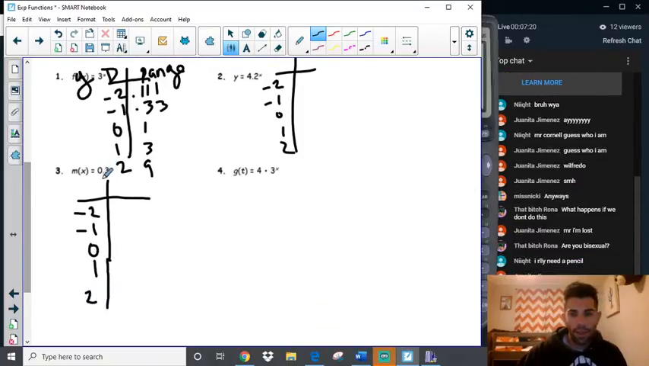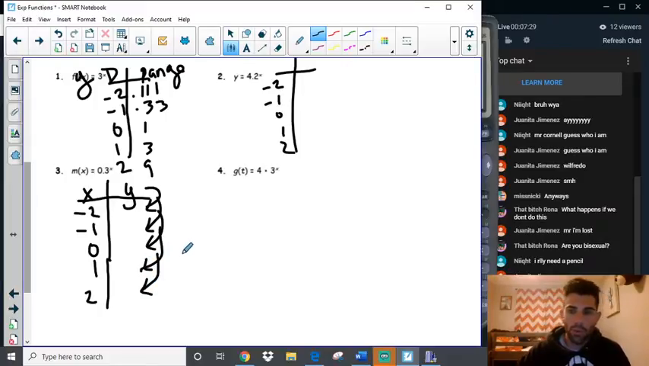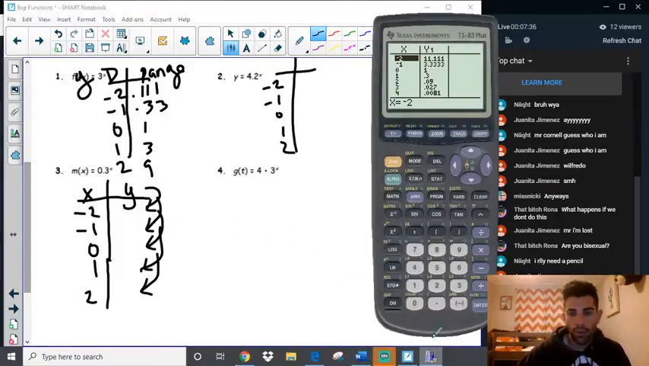Okay. Then what you're going to do is you're going to evaluate. That means that they want you to find the range. They want you to find y. Okay. So then we're going to go over to the calculator and we're just going to copy down our numbers. -2 was 11.1. -1 is 3.3. 0 is 1. 1 is 0.3. And 2 is 0.09. Okay.